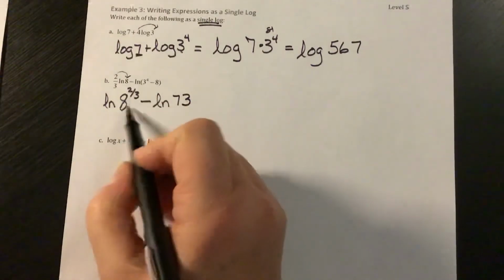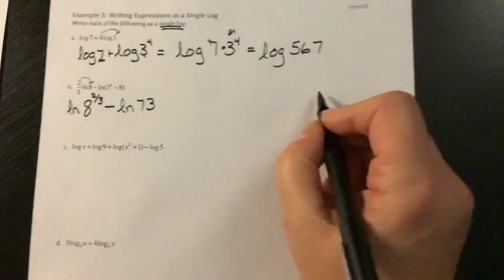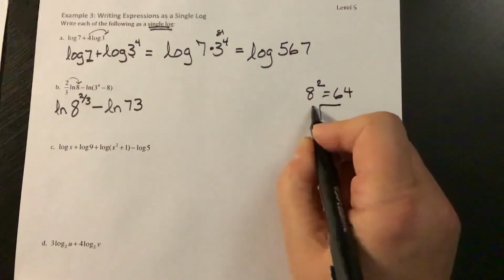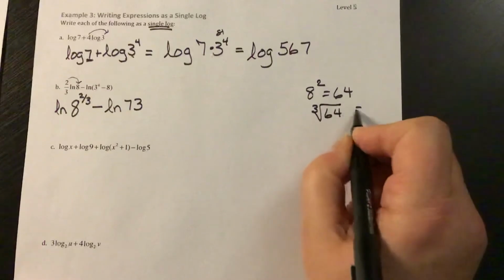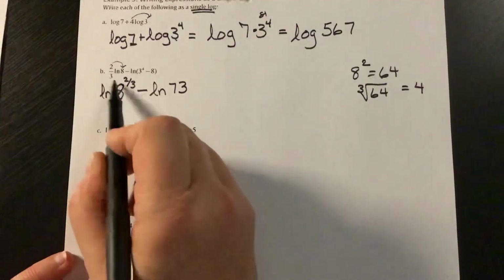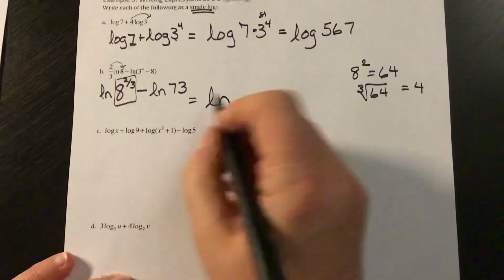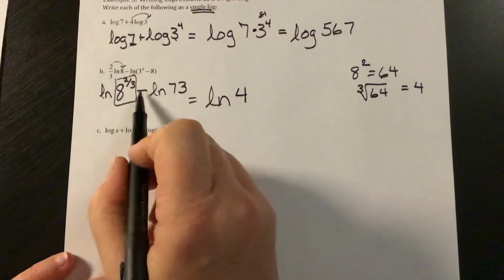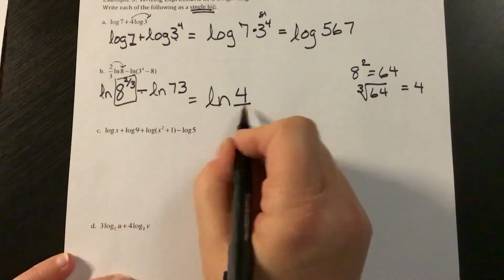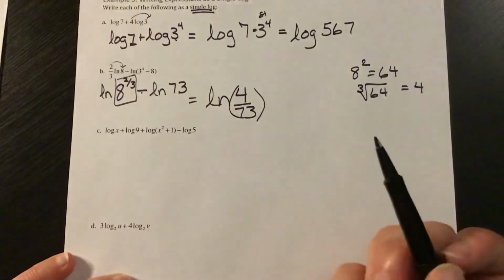Okay, so if we think of 8 to the 2/3 power, this means I have, I'm going to write this over here, 8 squared is 64, and now I want to take the cube root of 64, which is 4. So 8 to the 2/3 power is the same thing as ln of 4. And because I have subtraction here, I'm going to divide by 73. So I have the natural log of 4 divided by 73.